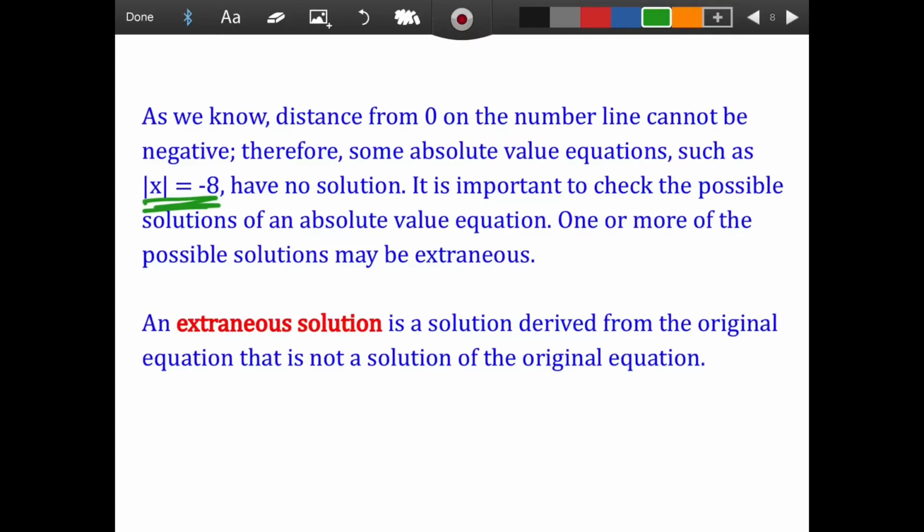It is important to check the possible solutions of an absolute value equation. One or more of the possible solutions may be extraneous. And an extraneous solution is a solution derived from the original equation that is not a solution of the original equation. So sometimes when you're solving these equations, you might get a value for x, but then when you plug it back in, it doesn't work. So you always have to check. If you get an answer, but then it doesn't work when you plug it in, that's called an extraneous solution.